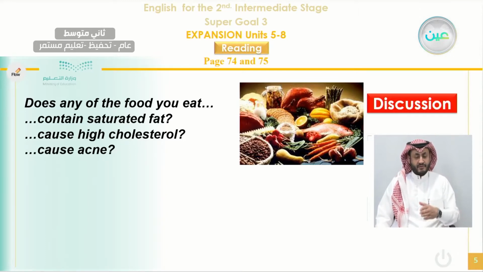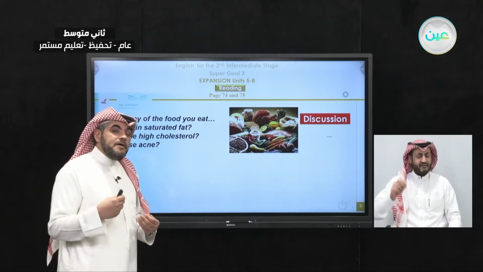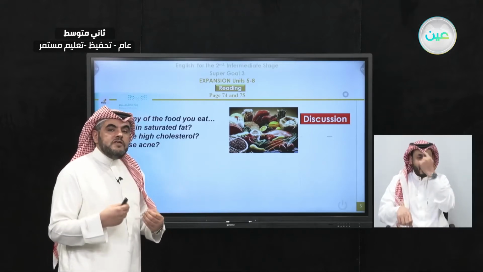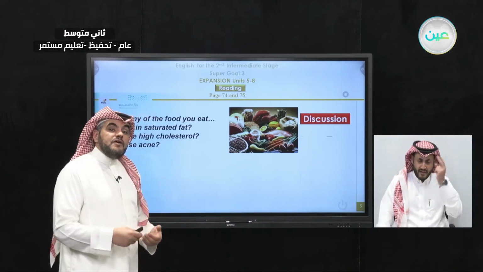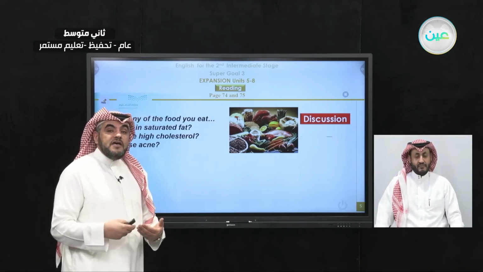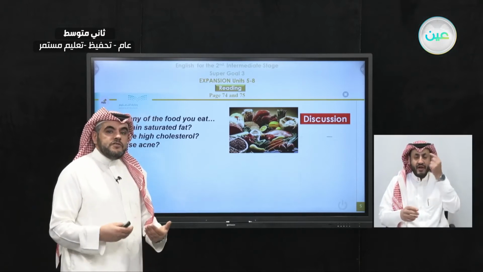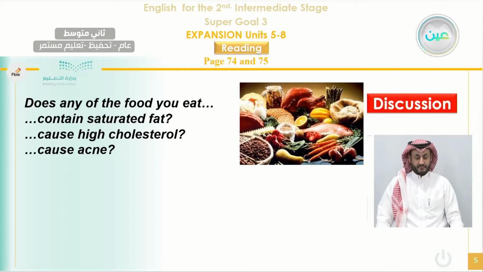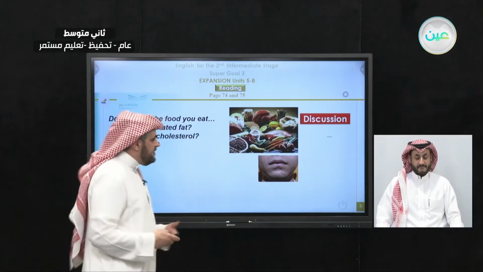Also, does the food that you eat cause acne? What is acne? Acne is the spots on the face, usually coming on the youths, the younger people. Some people think that they are caused by eating chocolate or fatty food. That is called acne, the spots on the face. Like this one, you can see the picture here. Look at the spot on the face. This is called acne, okay, acne.